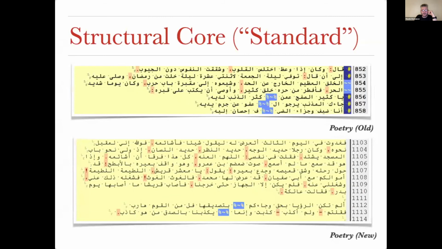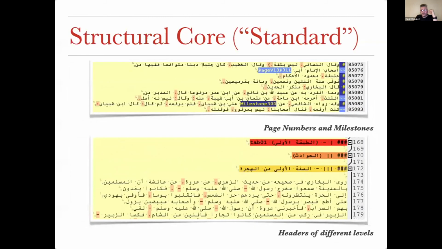Some tags for poetry, for headers, and what's convenient, we use a text editor which allows us to use the automatic folding of the text based on these headers. So one click of a button and the entire text is folded into a table of content, and you can navigate it much easier.